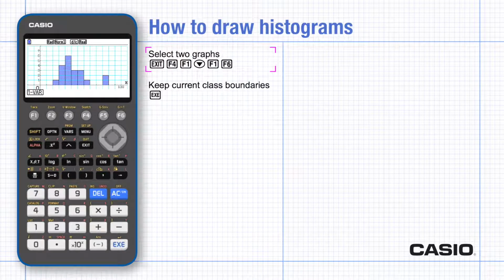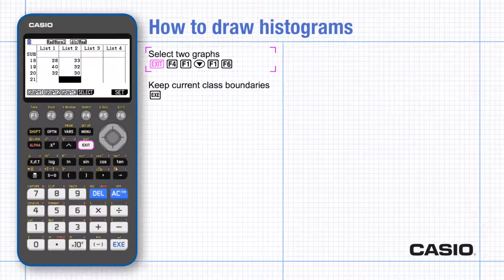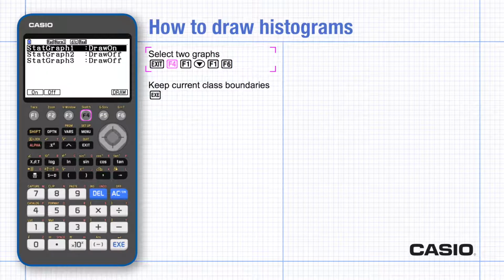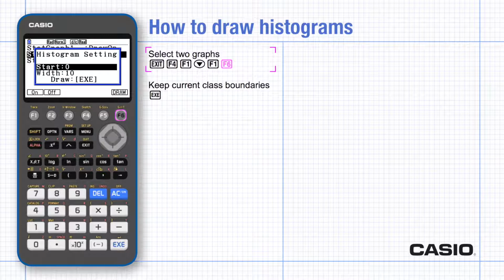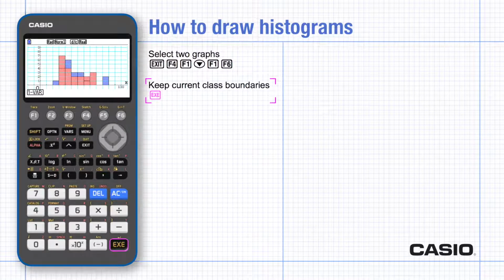There may be times when you want to see histograms from Graph 1 and Graph 2 together. So exit and choose Select. You need to switch on Graph 1 and down to Graph 2 and then draw. Just press Execute to redraw with existing settings, and both histograms are drawn with Graph 2 on top of Graph 1.